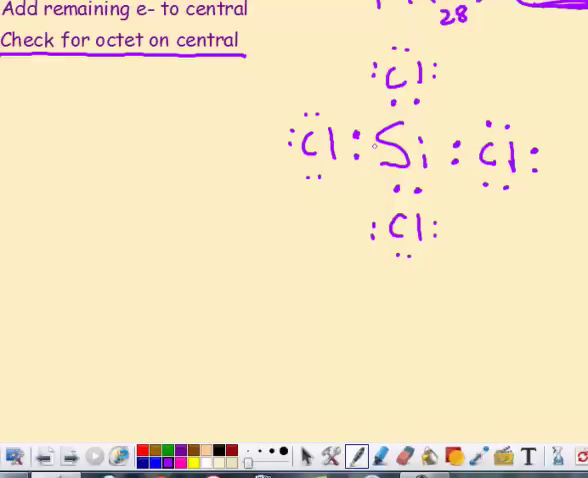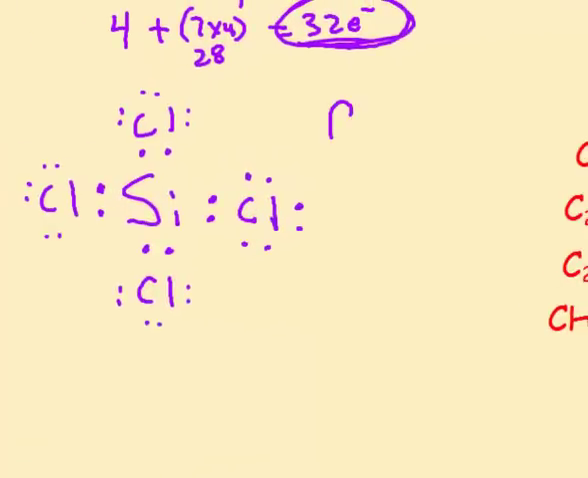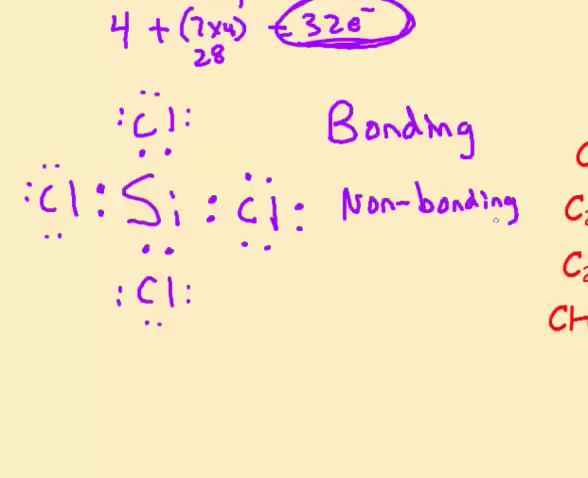Now what we're essentially trying to do is figure out how many bonding pairs and how many non-bonding pairs are around the central atom, the one in the middle. Now a bonding pair is going to be that pair we use to connect the two. A non-bonding pair is going to be a pair that is on silicon, but it's not attached to any other atom. So bonding is shared between two. Non-bonding is only on the one in the middle.